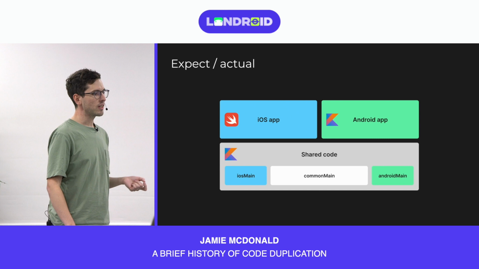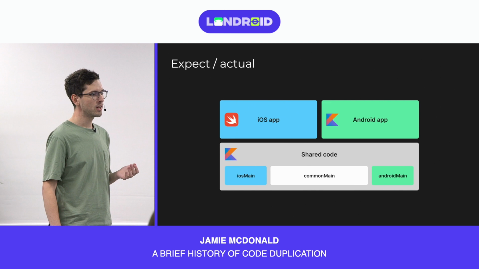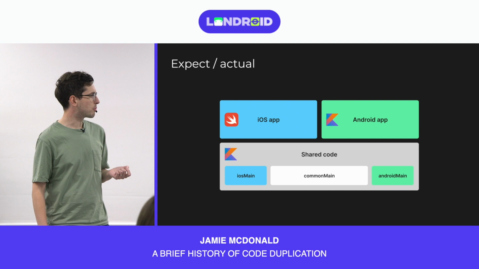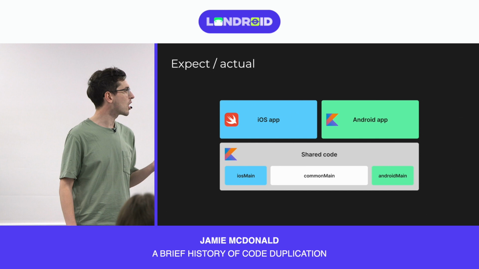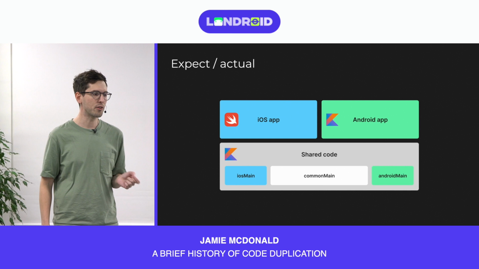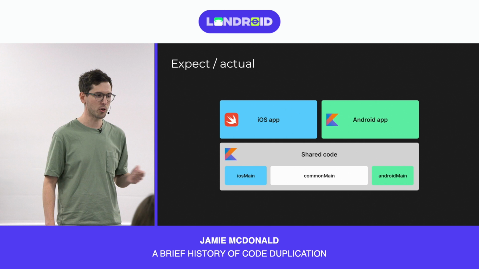And you can see on this slide that when you do share code, you can still use platform features via a mechanism called expect actual. So the shared code here has three separate source sets, and most of the platform agnostic code that you write will live in this middle common main source set. But there are two other source sets, one for iOS main and one for Android main. And here you can put code that has access to the APIs of those platforms.